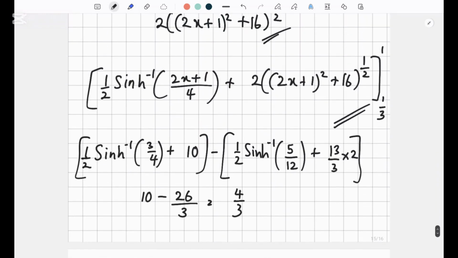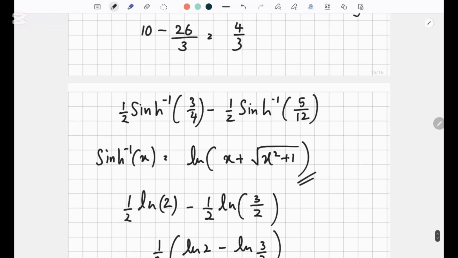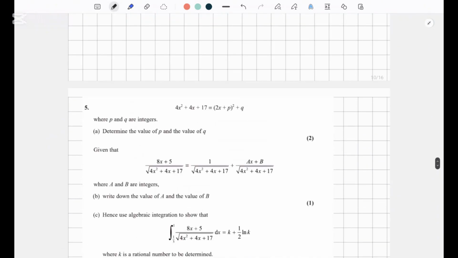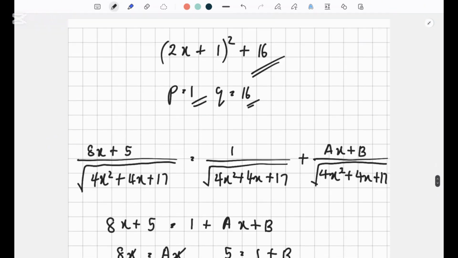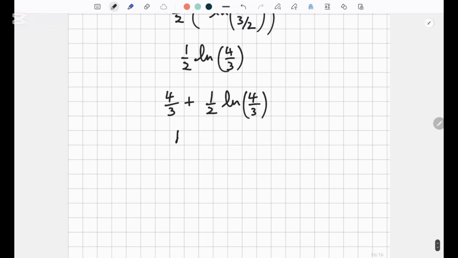So this was your second part of the answer, and 4 over 3 was your first. So your final answer is 4 over 3 plus half ln 4 over 3. The answer format they've given in the question was k plus half ln k. So you can see k equals 4 over 3. So this is your final answer. It was a pretty long question.